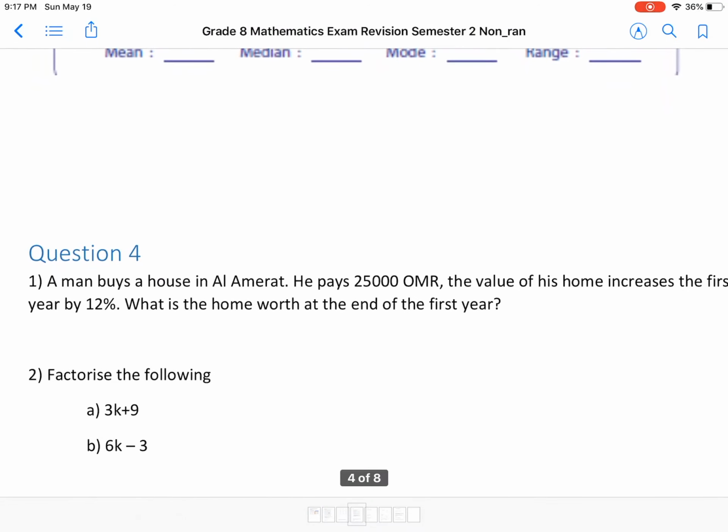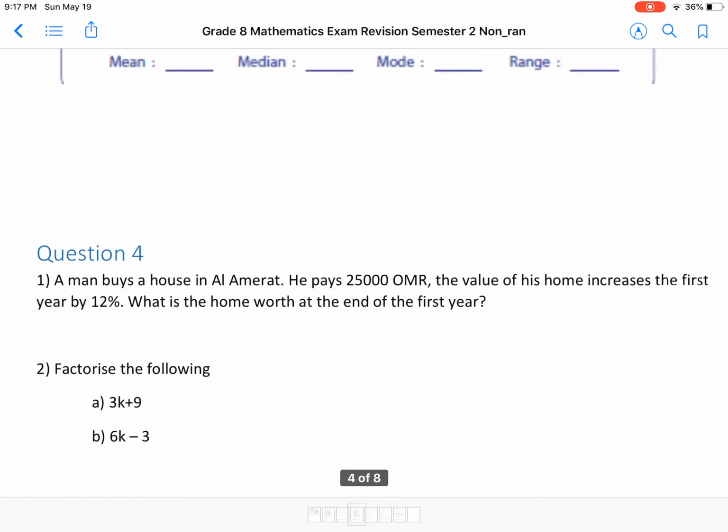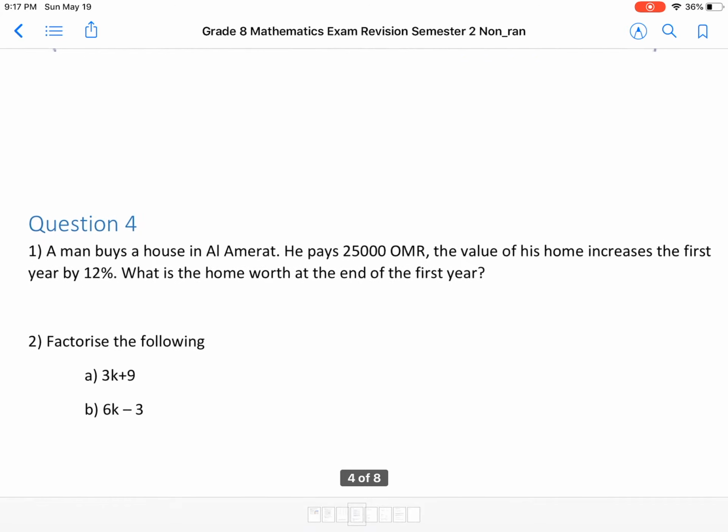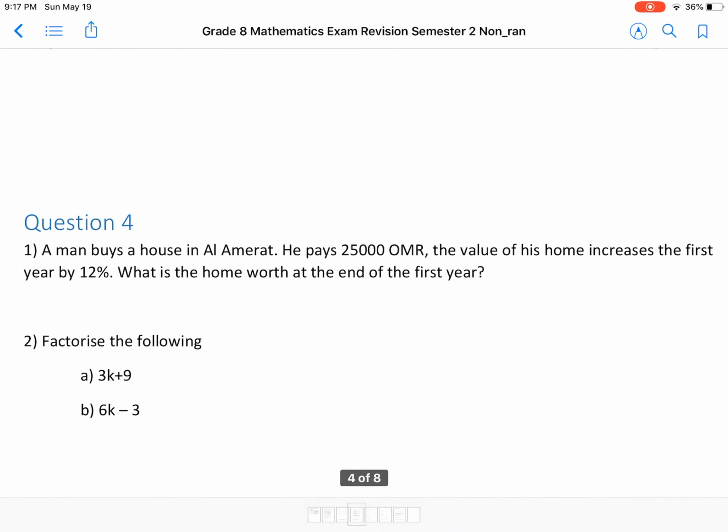Question 4 says a man buys a house in Al. He pays 25,000 Omani Riyals. The value of his home increases the first year by 12%. What is the home worth at the end of the first year?